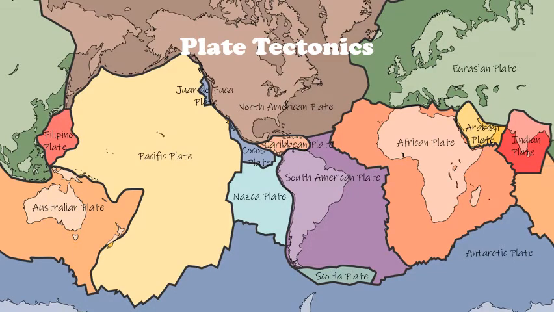So this is what it looks like, a simplified version of plate tectonics. There are about 16 of these plates represented here.